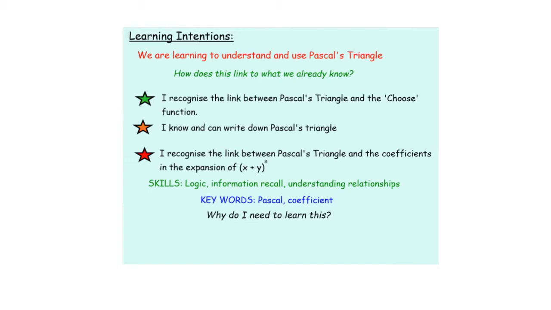So this video is to explain how to use Pascal's triangle and eventually the binomial theorem. We're going to look at the link between this choose function that you guys have been looking at and Pascal's triangle. We're going to learn how to write down Pascal's triangle, and then we're going to look at the link between Pascal's triangle and the coefficients when you're expanding a bracket like (x + y)^n. The rule for doing that is called the binomial theorem. So we'll have a look at that and do some examples.